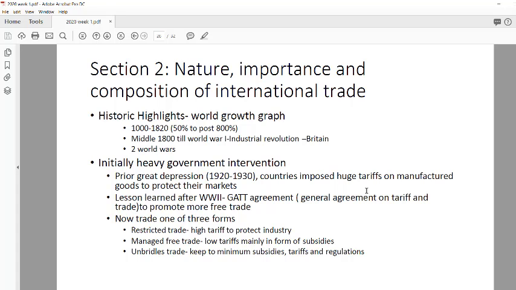Tariffs are almost 0%, subsidies almost 0%, and you're trying to have as few regulations as possible, so that whatever price is best in the world, that's the price we're going for. We're not going to try to alter these prices by any type of regulation or tariffs.